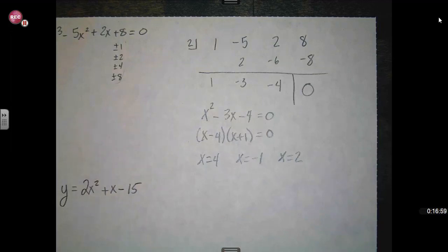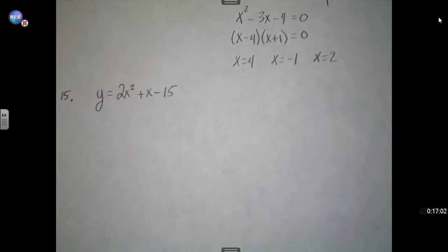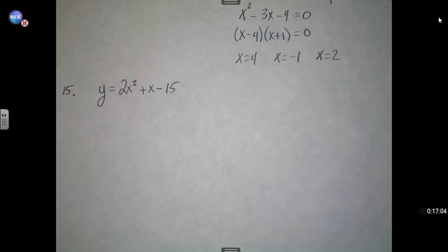Number 15. y equals 2x squared plus x minus 15. And we want to do all the stuff to that parabola. We want to find the intercepts, the equation of the axis of symmetry, the vertex, and the domain and range.